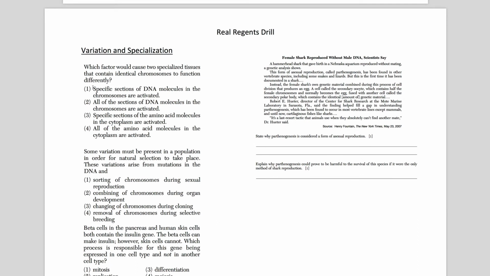Specific sections of DNA molecules are activated. Some variation must be present in the population in order for natural selection to take place. These variations arise from mutations in the DNA and from sorting of chromosomes during sexual reproduction.